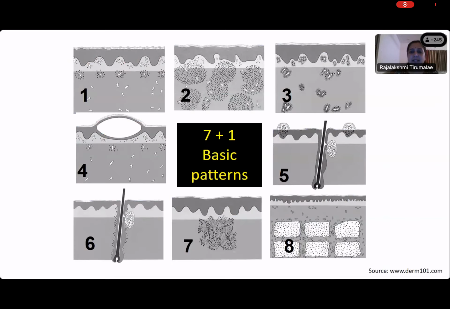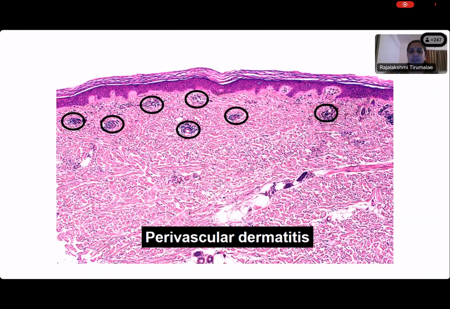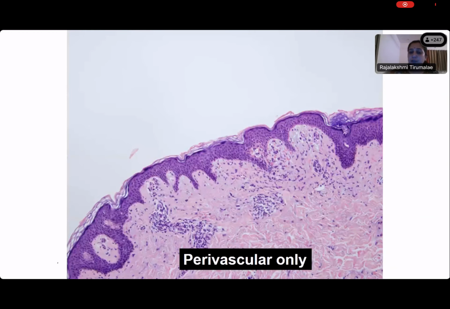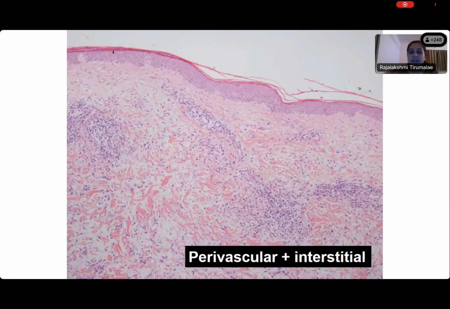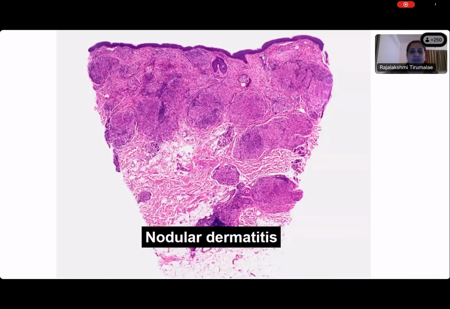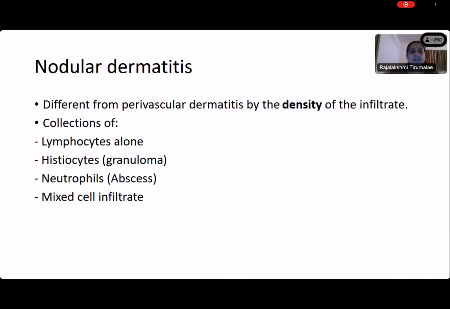Now, what are the patterns? There are 7+1 patterns. You have perivascular dermatitis, which is nothing but the presence of infiltrate around the blood vessels. It could be either only perivascular or perivascular and interstitial. The interstitial pattern is something which is in the background, and our eye is not trained very well to pick up an infiltrate in the background, so we have to keep this in mind. Then comes the nodular dermatitis, which is nothing but an exaggerated perivascular dermatitis where the infiltrate appears in nodules, and most of your granulomatous skin diseases come in this category.